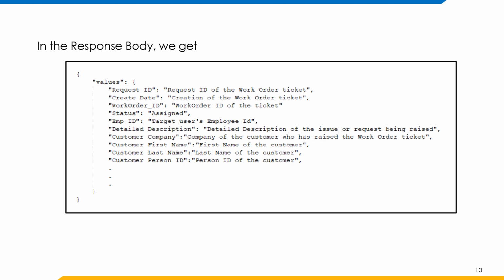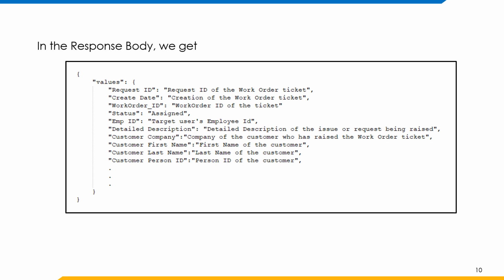In the response body, we will be getting ticket details such as request ID, which specifies the request ID of the work order ticket created; creation date, which specifies the creation date of the work order ticket; work order ID, which specifies the unique identifier of the work order ticket being generated; and status, which specifies the status of the work order ticket. The default initial value for this attribute will be assigned.